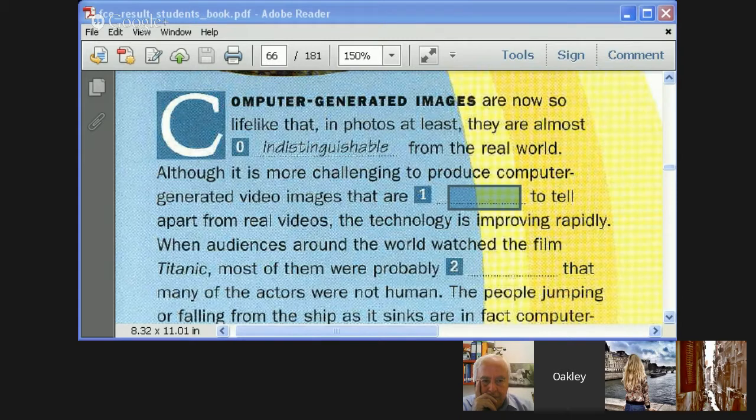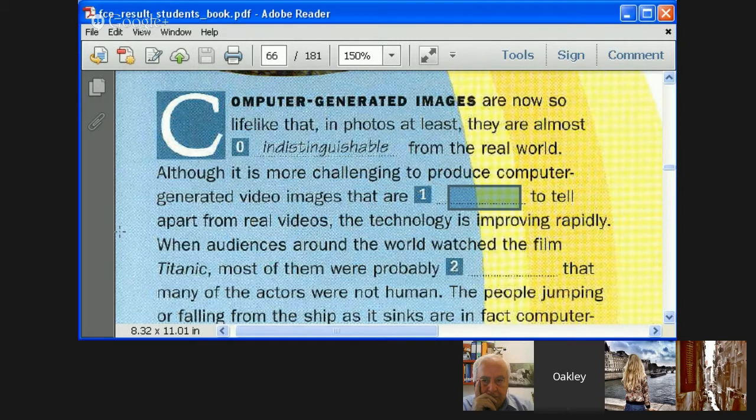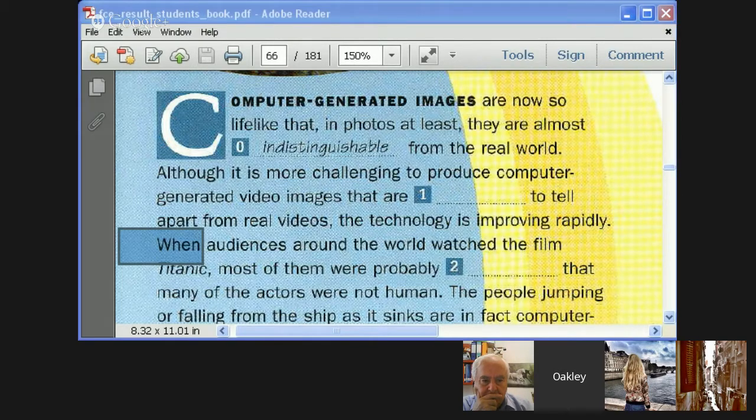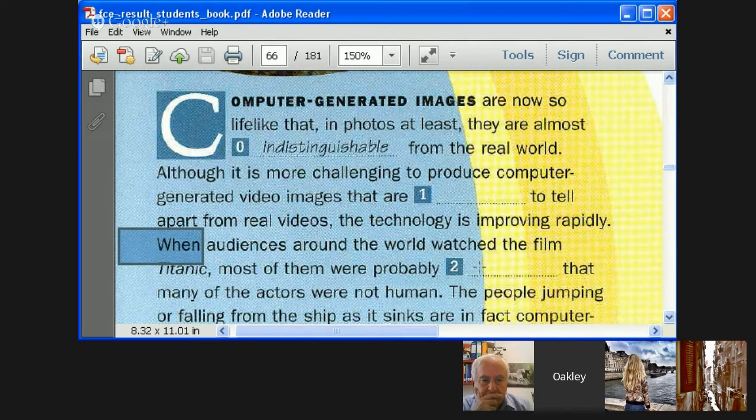Okay, let's see. Gina, can you go ahead and read the next sentence? Yep, that's it. When audiences around the world watched the film Titanic, most of them were probably thinking that many of the actors were not human. Your word is aware.